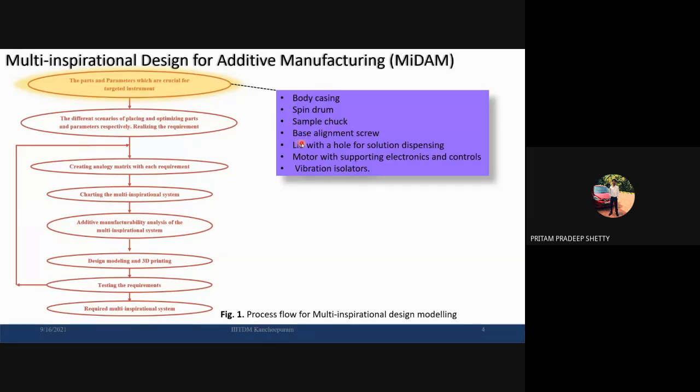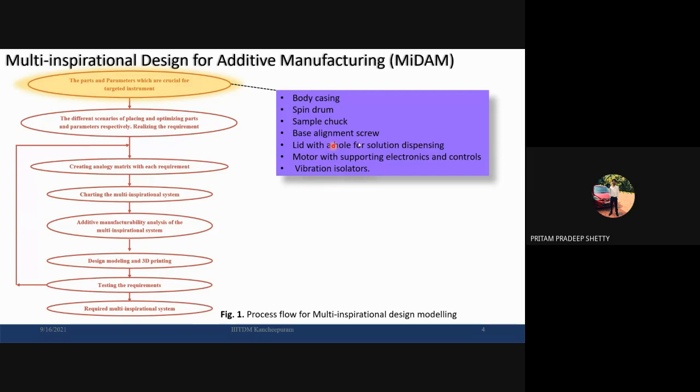The base alignment screw. The alignment of this whole instrument is very important, because when you drop a fluid, if the alignment is not good, it won't stay in the center. It will go towards the side which is inclining downwards. So it will cause a non-uniform coating over the substrate.